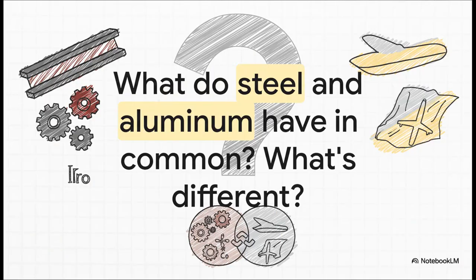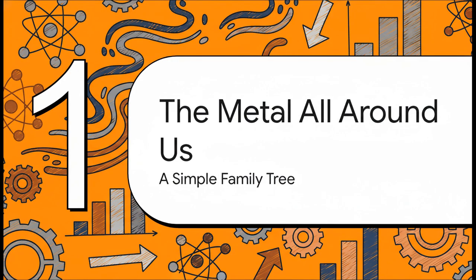So let's start with a question. What does a massive steel skyscraper and, say, a tiny aluminum can really have in common? I mean, yeah, they're both metals, but what makes one perfect for soaring into the sky and the other perfect for holding your soda? Well, the answer is actually pretty fascinating. And that answer lies in a simple classification system. Think of it like a family tree that helps us understand every single metal we use. It all starts with one fundamental question.